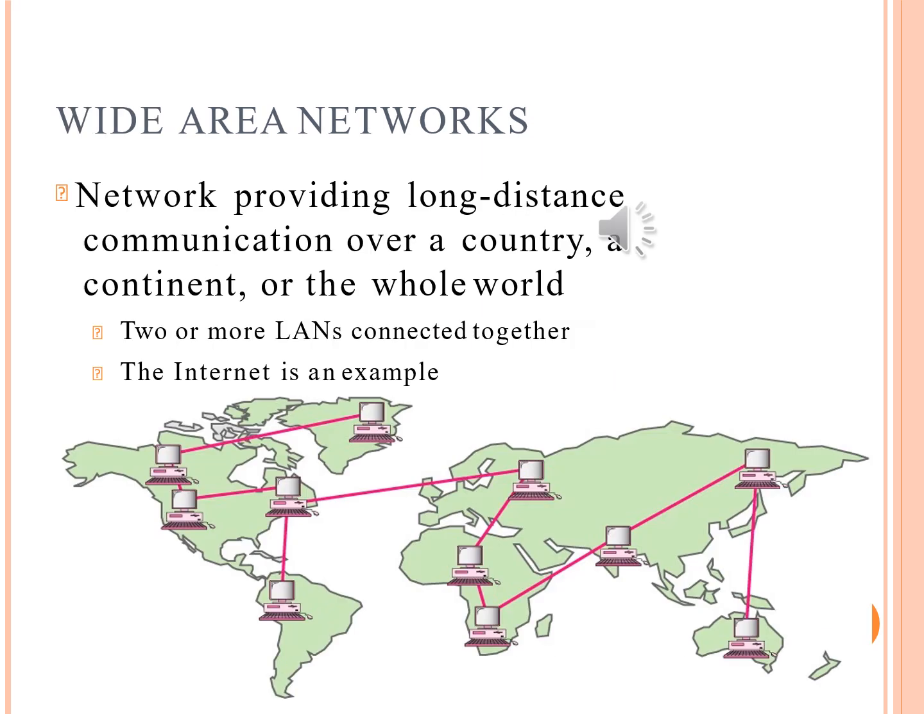Secondly, we have wide area network. Wide area network covers a wide range of area, so that we can have resources or data which we can share over the world wide web. The best example of wide area network is the internet, a network providing long distance communication over a country, over a continent, over the world. As we are accessing the internet, it is because we have wide area network available.